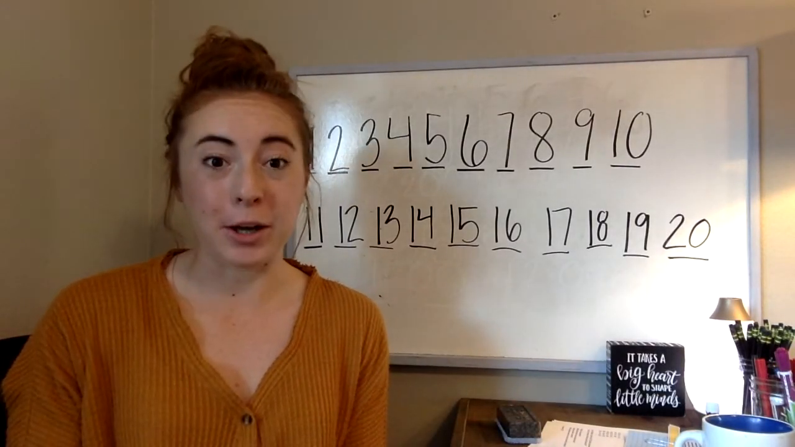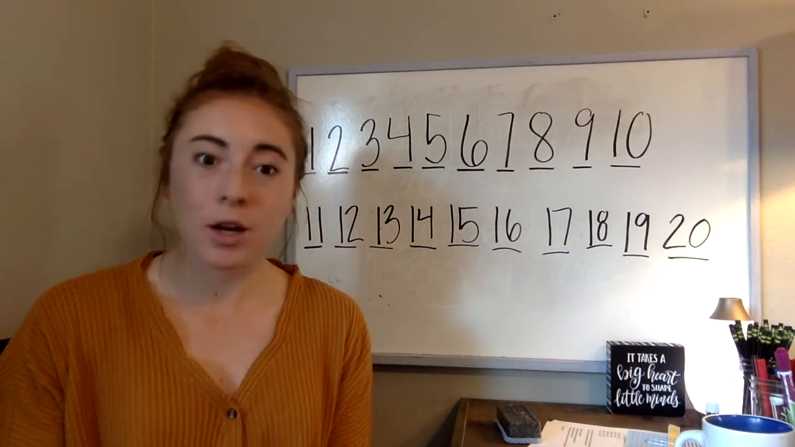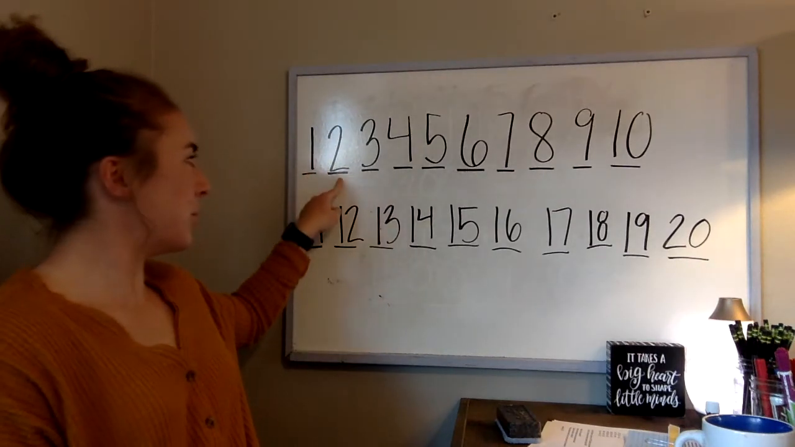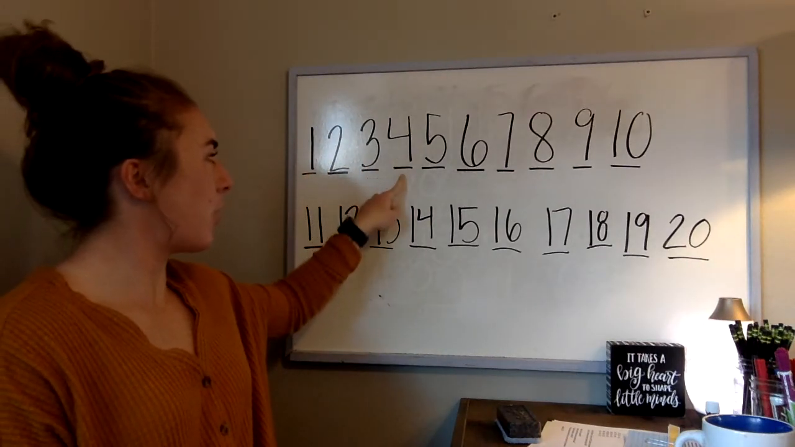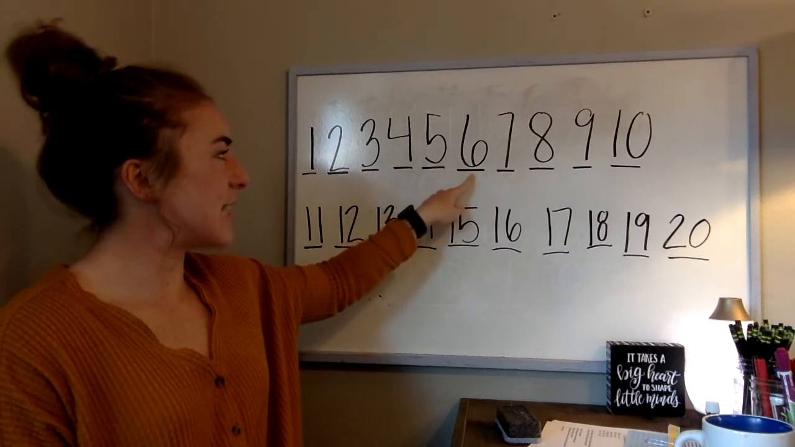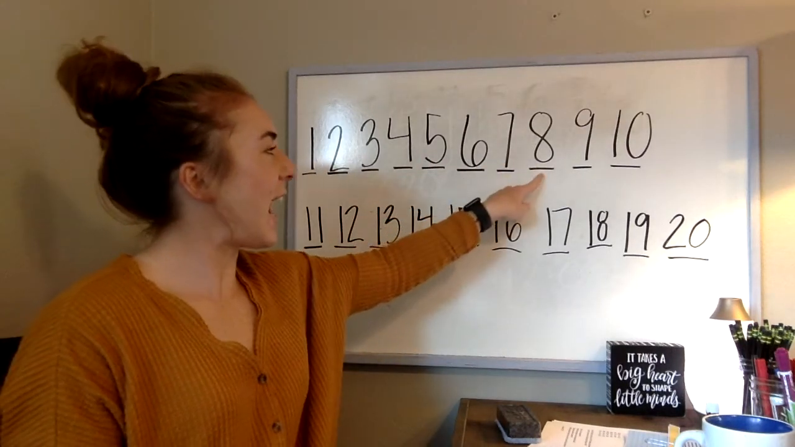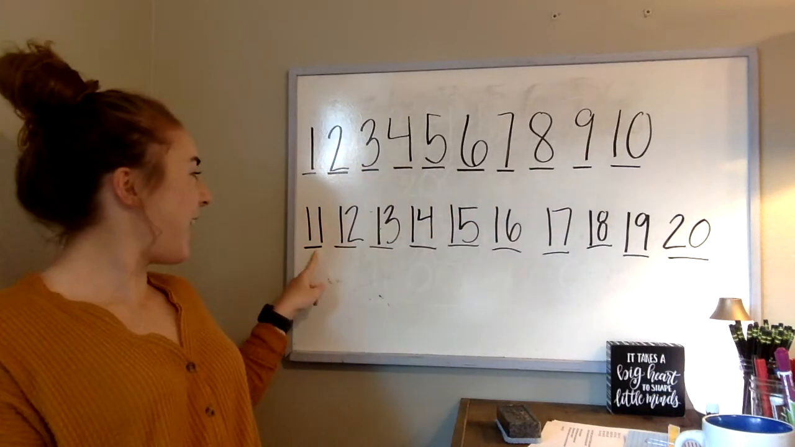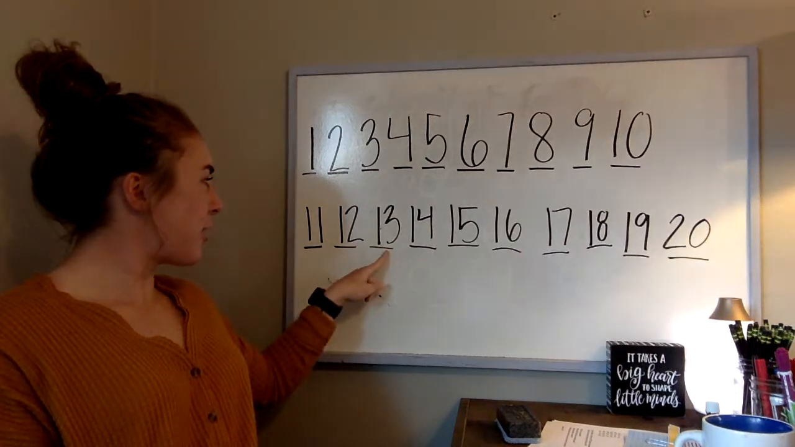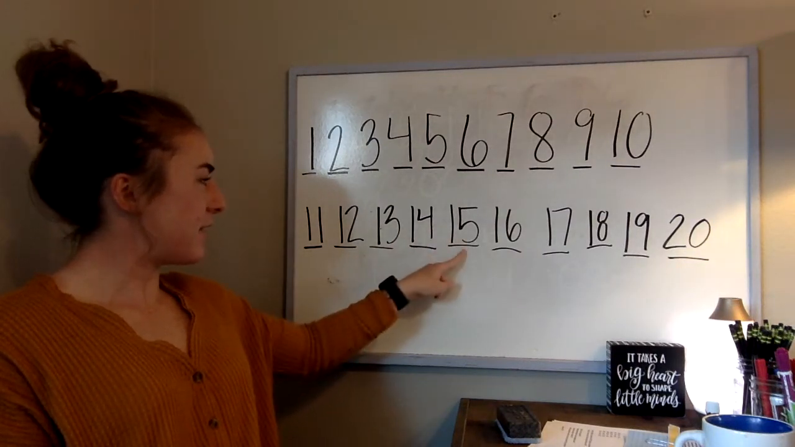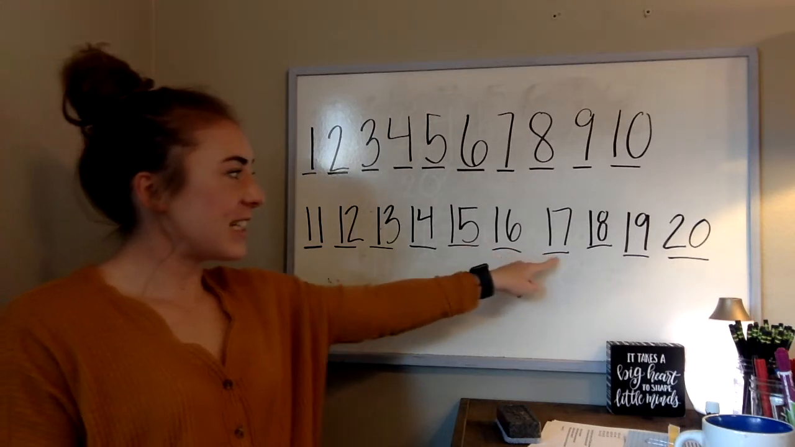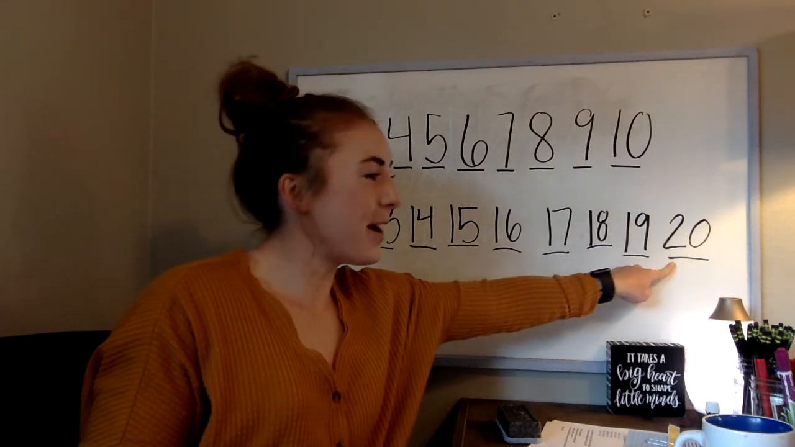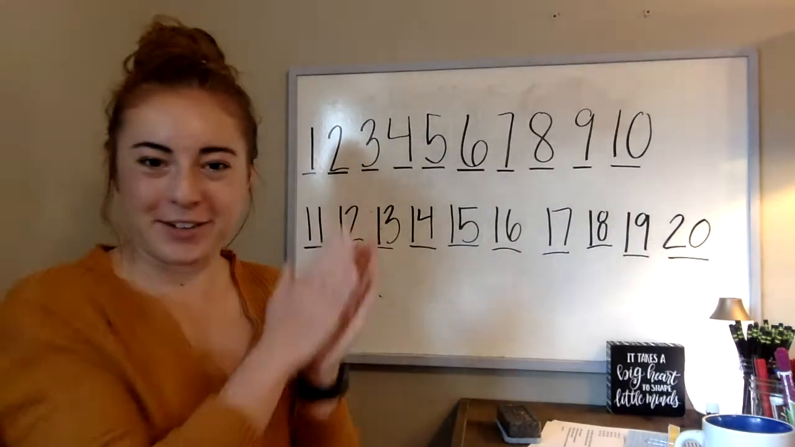I thought we could start by counting numbers up to 20. Will you count with me? Ready? 1, 2, 3, 4, 5, 6, 7, 8, 9, 10. Let's keep going. 11, 12, 13, 14, 15, 16, 17, 18, 19, 20. Great job! Give yourself a round of applause.